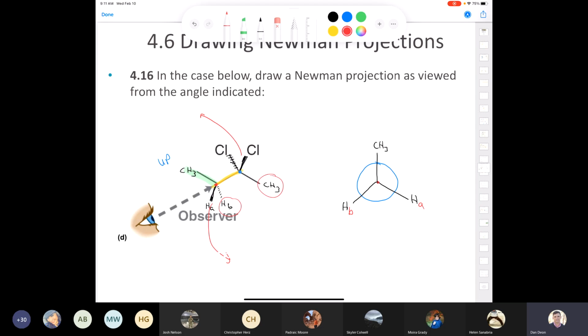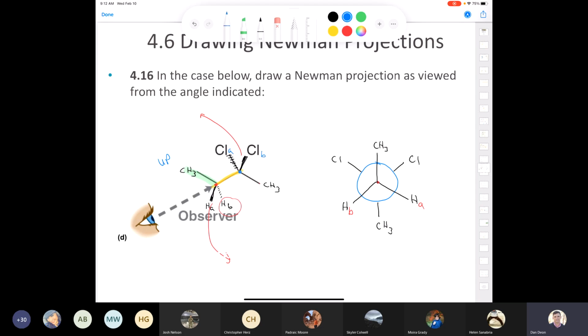We have this methyl group in the plane, so that's going to be pointing down like this. Then we have the two chlorines. Now, since they're the same substituent, we don't really have to worry about it a whole lot. We've got one chlorine up here and one chlorine up here like this, but if I label them A and B, then it gets a little trickier.